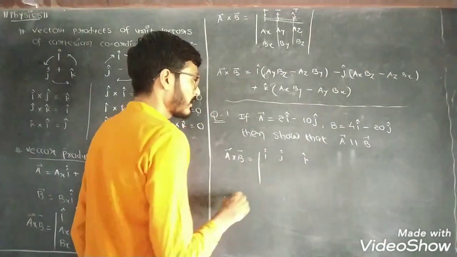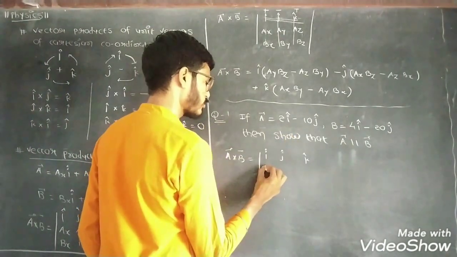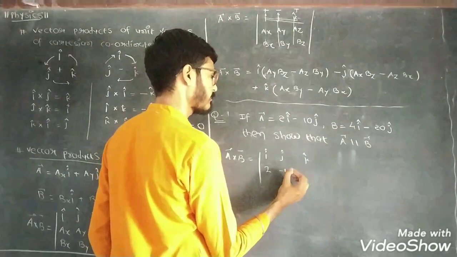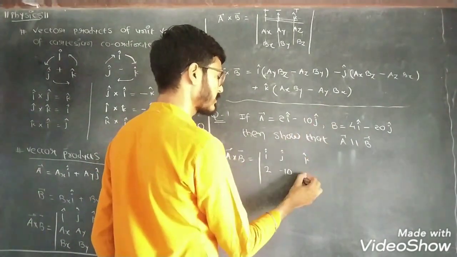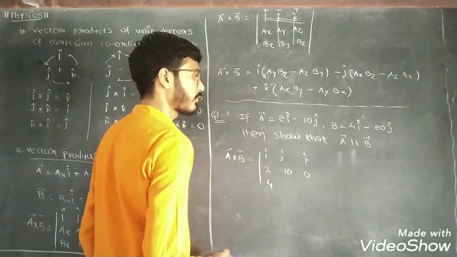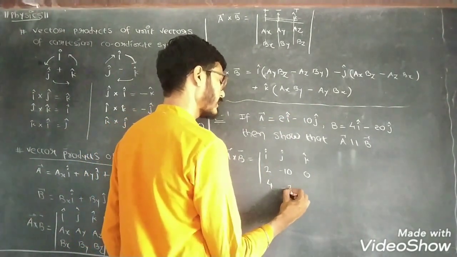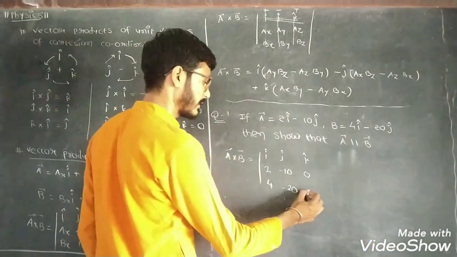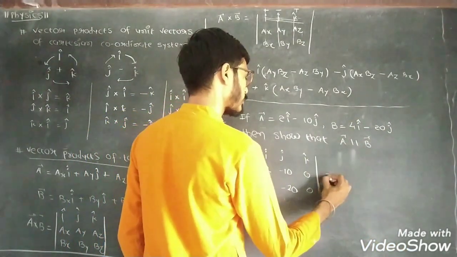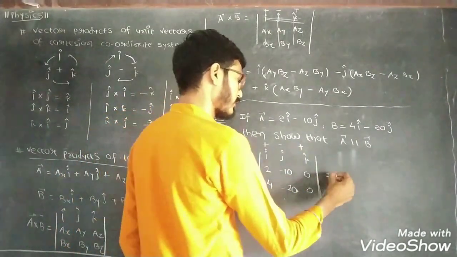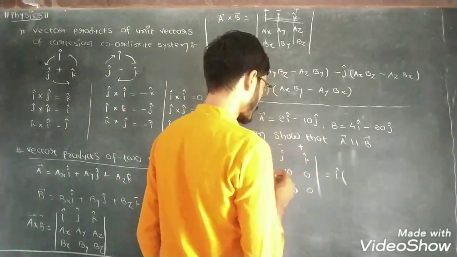For A cross B we have to take the determinant with i caret, j caret, k caret. Now the x component of A is 2, the y component of A is minus 10, and the z component is not present, so that is 0. The x component of B is 4, the y component of B is minus 20, and the z component is not present in B, so that is 0. The rule is plus minus plus.